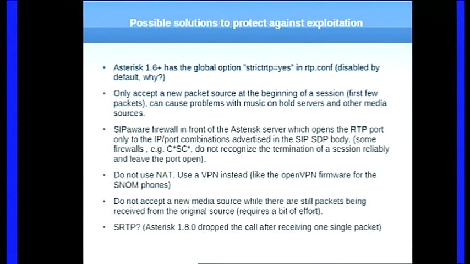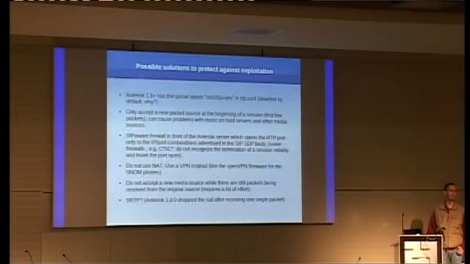So one thing would be to use a VPN to get rid of NAT. Even some of the bigger SNOM phones have a firmware which includes OpenVPN, which also gives you good encryption, which Asterisk doesn't have until Asterisk 1.8 because it doesn't support SRTP.